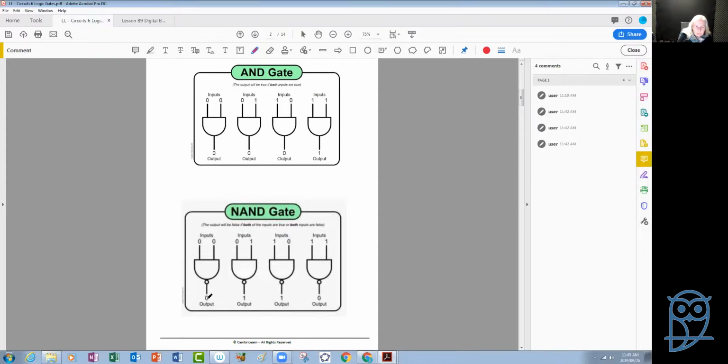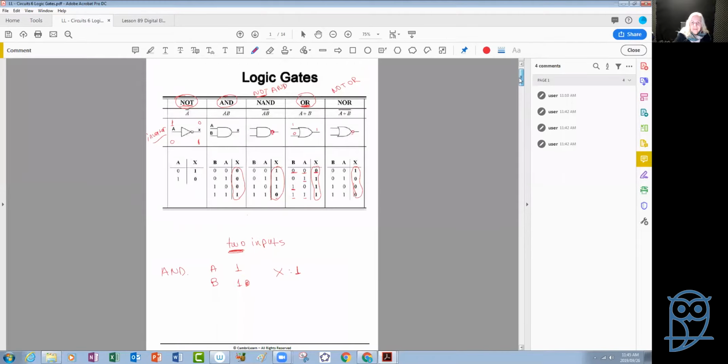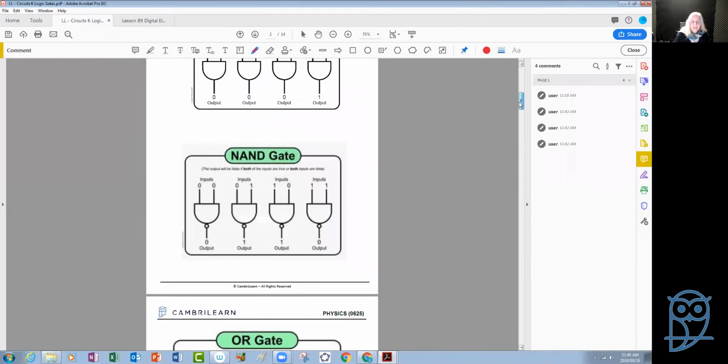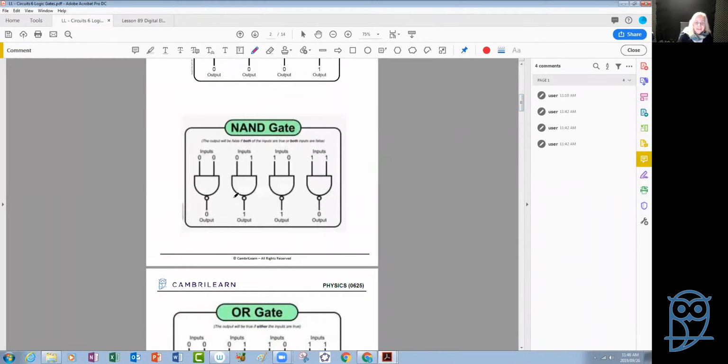What is this? The output should be, dear me, it's the opposite. What is this diagram here? It should be opposite. Yeah, I have it wrong. Sorry, I found it. I Googled it and I see. You see, the NAND gate should give the opposite output. So this should be 1 here, not 0. They have it wrong. Goodness, we need to be careful.